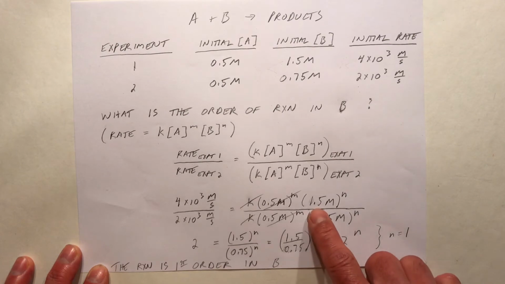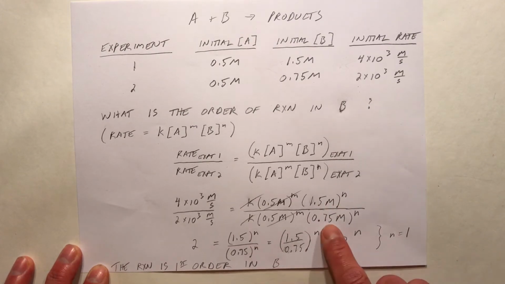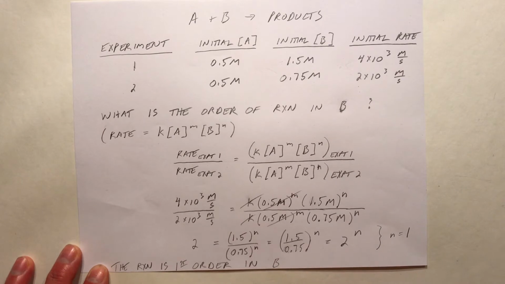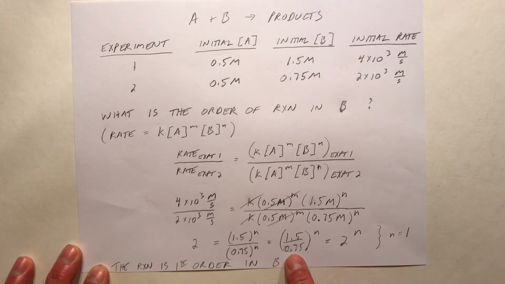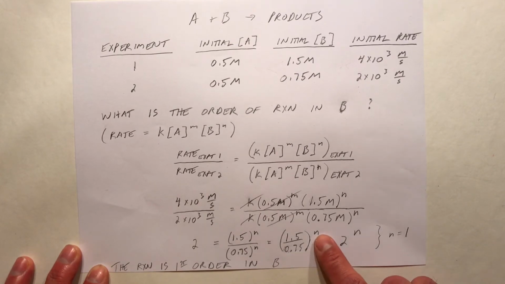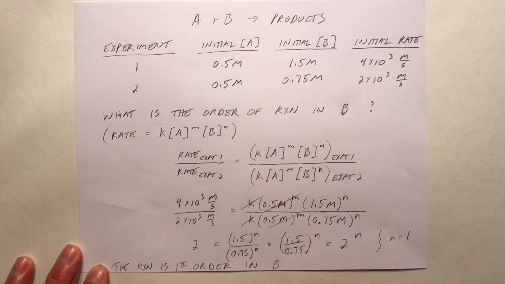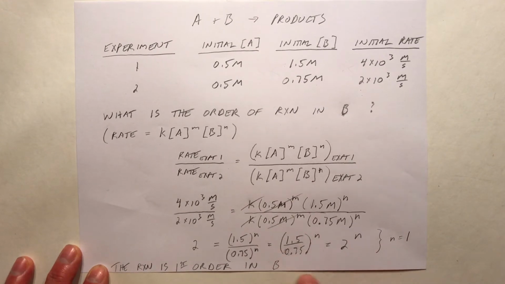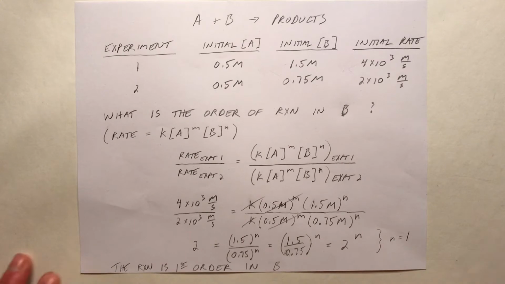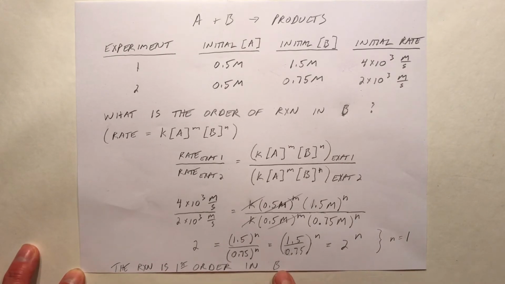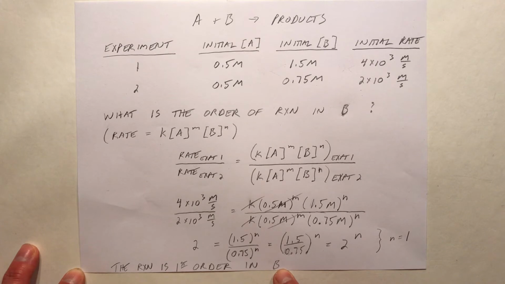And on the right-hand side of the equality, 1.5 to the n power divided by 0.75 to the n power. Now it's a property of math that we can rearrange this and say that it's equal to 1.5 divided by 0.75, all raised to the n power. 1.5 divided by 0.75 is 2. So on the left-hand side we have 2, and on the right-hand side we have 2 to the n power. If we solve for n, we get that n is equal to 1. And you could really just guess and check that, right? So the reaction is first order with respect to chemical B.